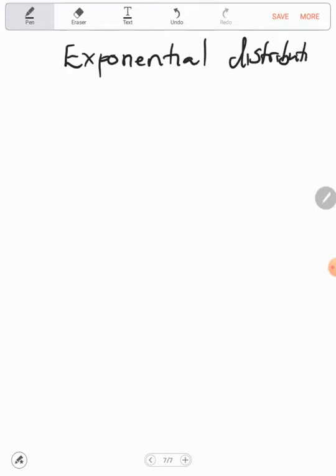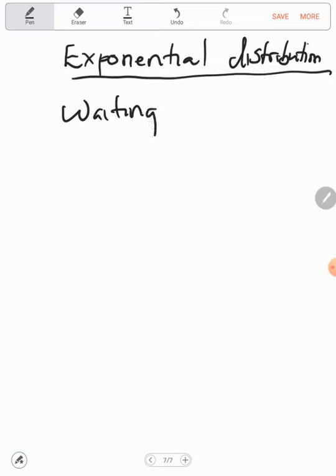The next distribution that we look at is the exponential distribution. This is also known as the waiting time distribution. This is the other name. It is used to measure the time that elapses between two occurrences.